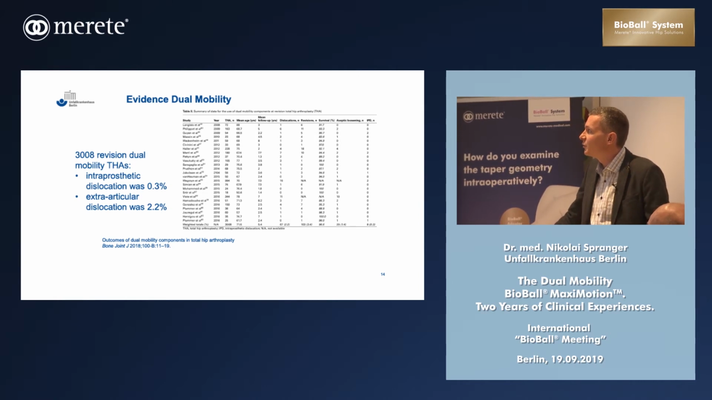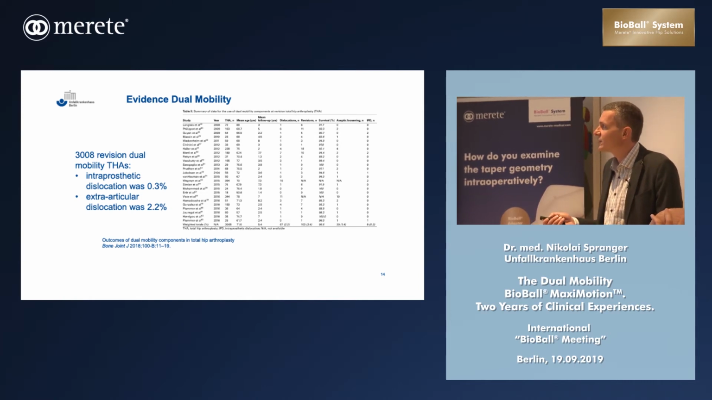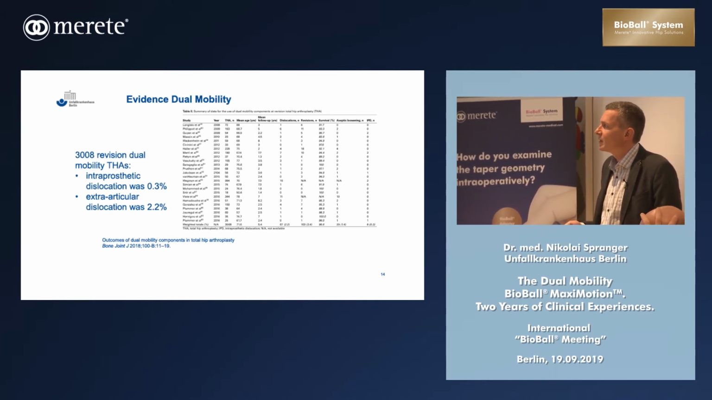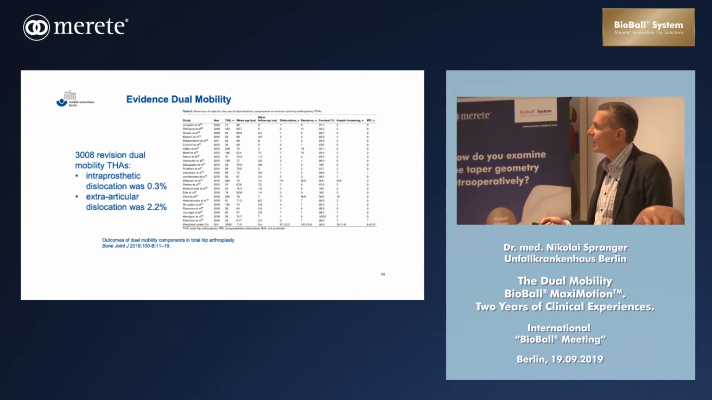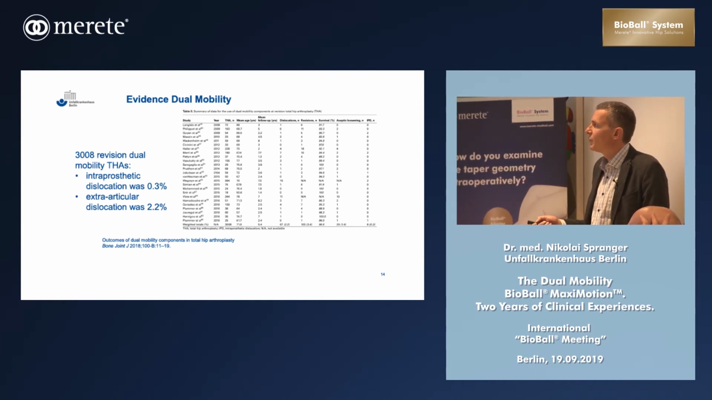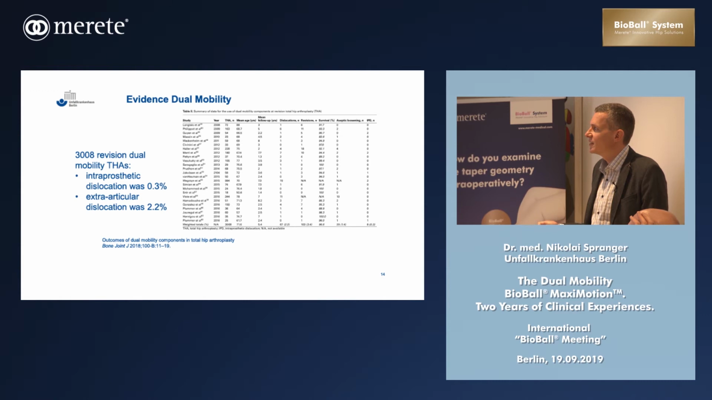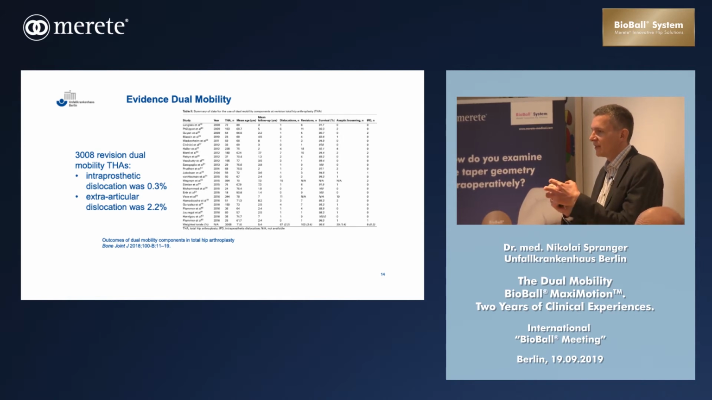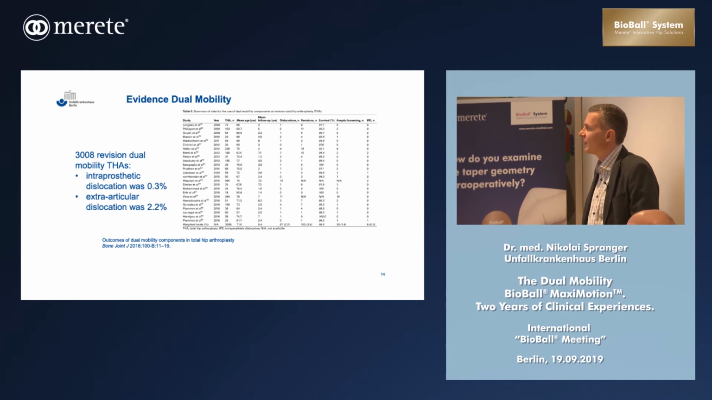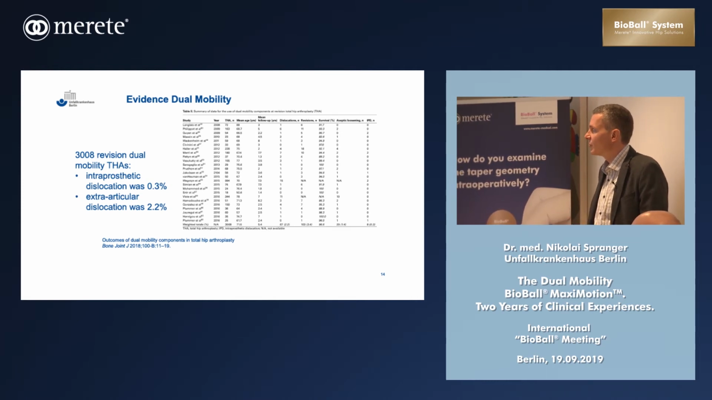revisions with the dual mobility, and there was always the fear of an intraprosthetic dislocation of the dual mobility systems, and they only occurred in about 1.3%, and the extra-articular dislocations, these are the dislocations of the whole head from the cup, occurred in 2.2%. So the fear of an intraprosthetic dislocation, that the two components get rid of each other, is very low. This is the first one.